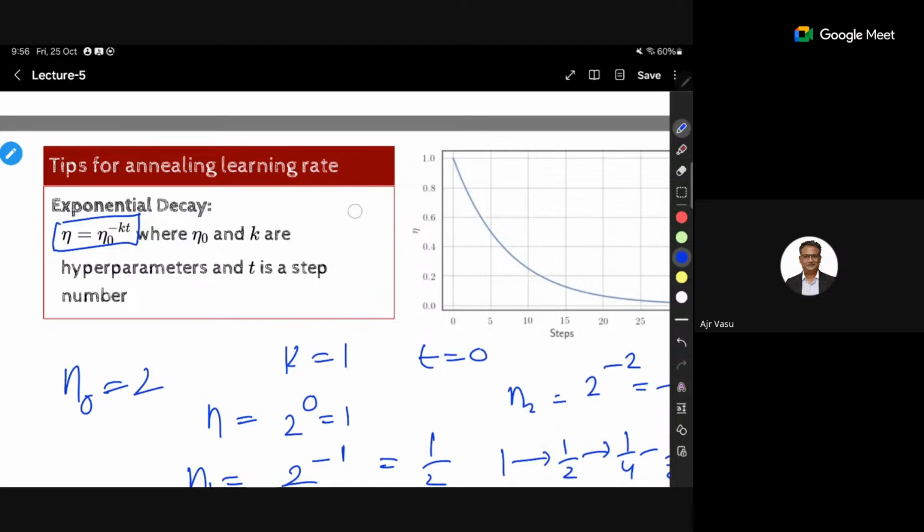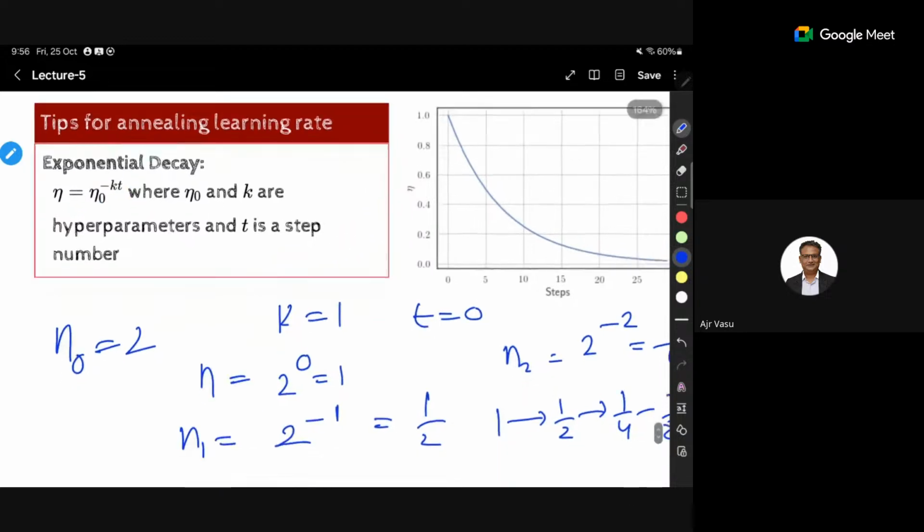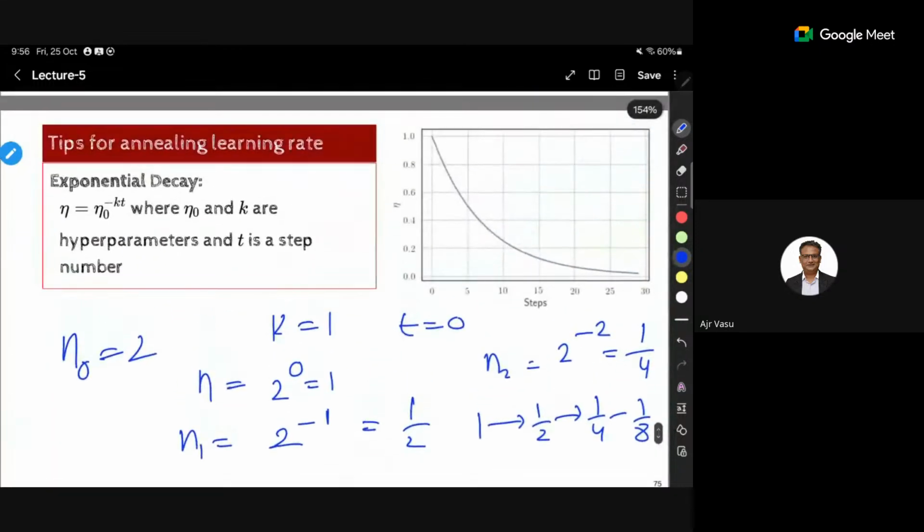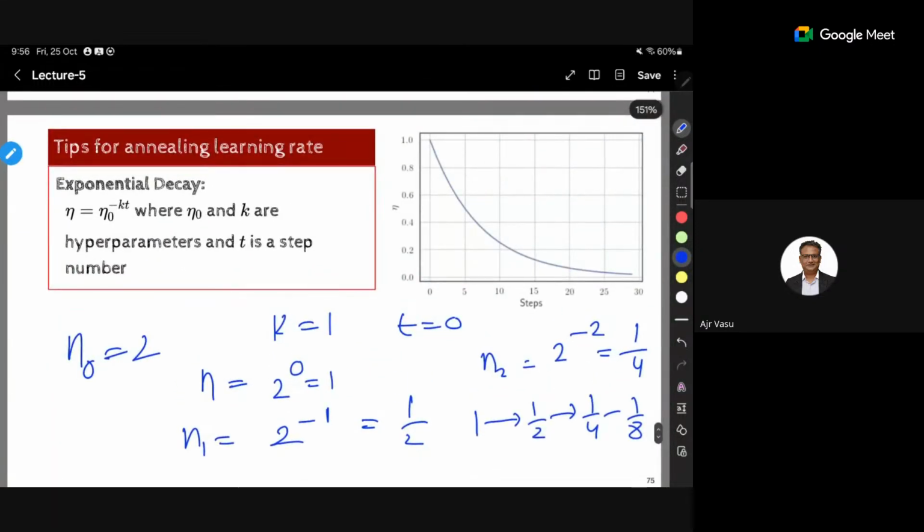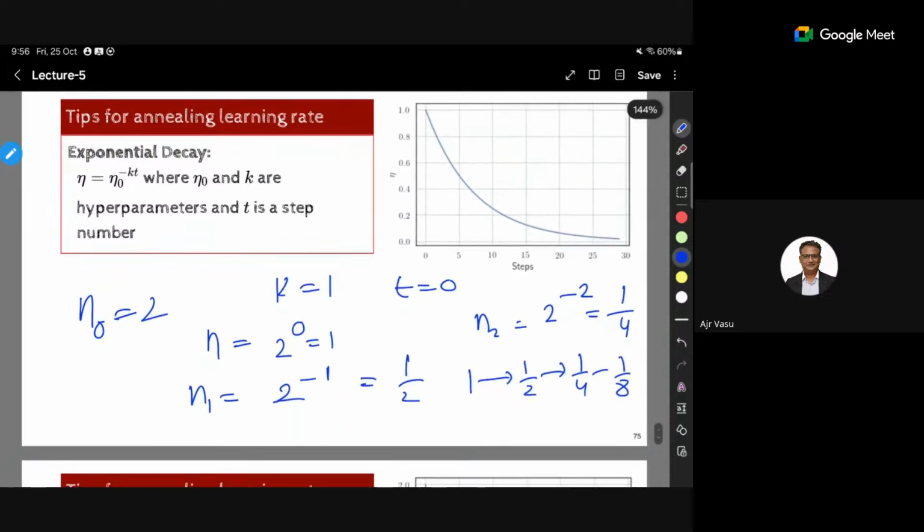Okay. Sir, is there a restriction on k? Should it be positive, or can it ideally be negative? I don't think so. You can take it negative, because then it will increase the learning rate. Let's say you decided the initial learning rate as 3. If you take it positive, it will go up, right?